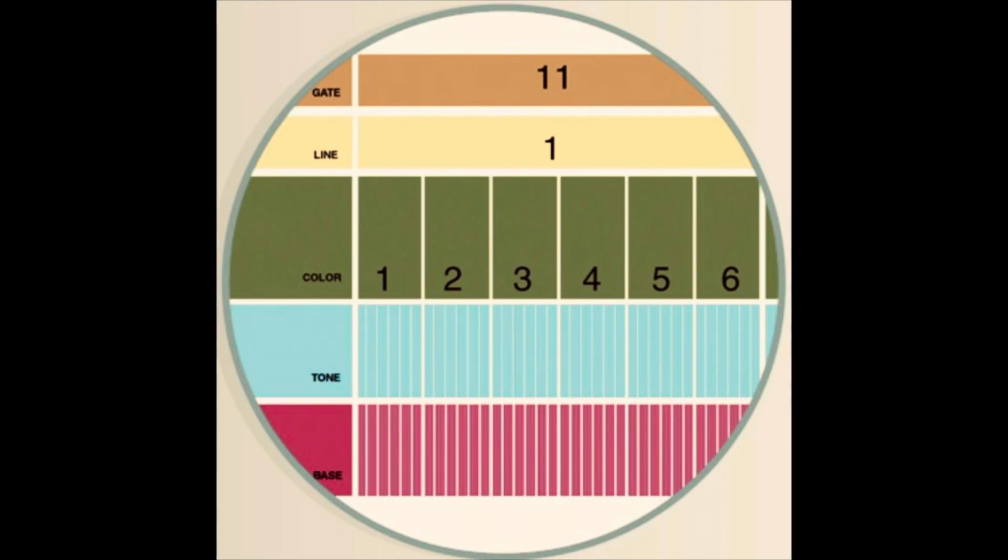But each line is divided into 6 colors. Each color is divided into 6 tones, and each tone is divided into 5 bases. So there's in fact 69,120 bases at the core of the wheel.